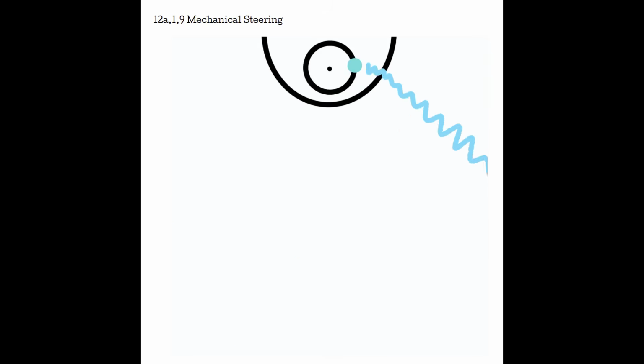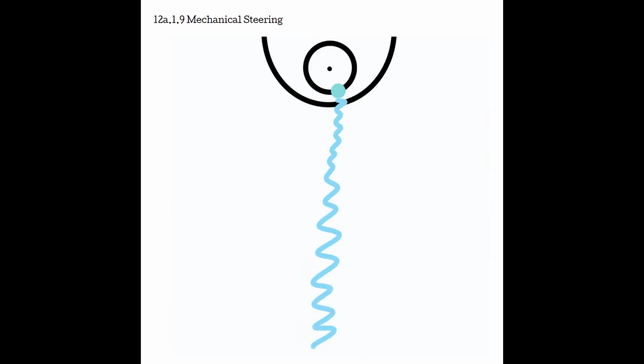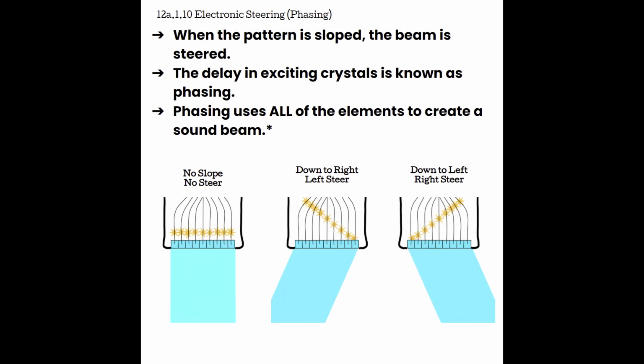So the big part about mechanical steering is to remember that it does include a motor within the transducer that physically moves the PZT element. Now, while we do still use some mechanical concepts in some of our transducers, the more common and more reliable type of steering is electronic steering, and that is going to be achieved through something called phasing.